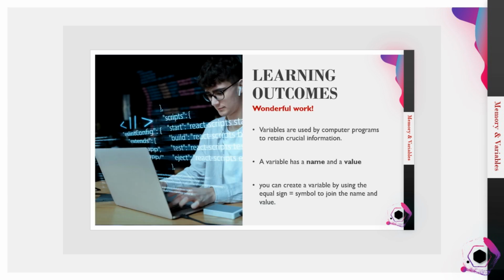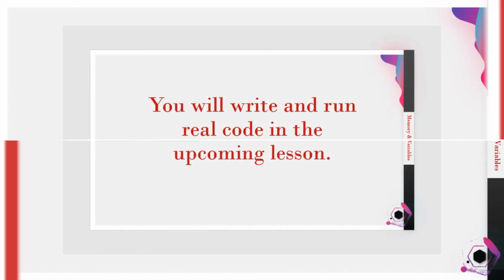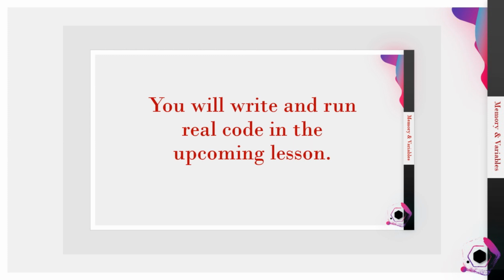So far, you've learned that variables are used by computer programs to retain crucial information. A variable has a name and a value. You can create a variable by using the equal sign symbol to join the name and value. You will write and run real code in the upcoming lesson.